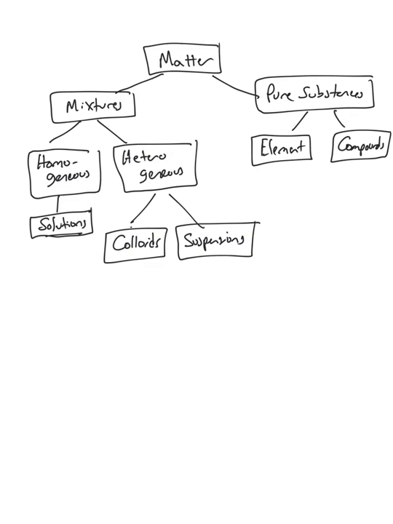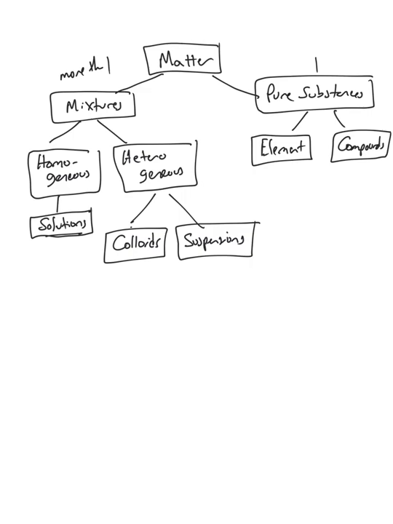But matter, as I said before, this lecture can be broken into mixtures and pure substances. A pure substance has one set of properties, while mixtures have more than one. Pure substances can be broken down into either an element, which is one type of atom, or compounds, which are broken down into more than one type of atom or element.